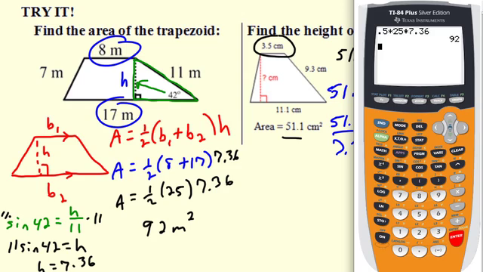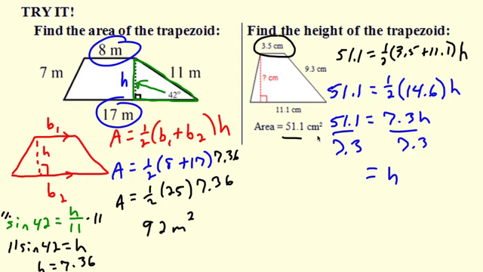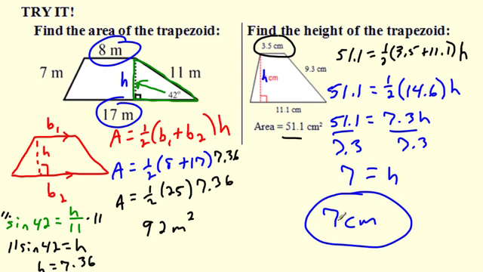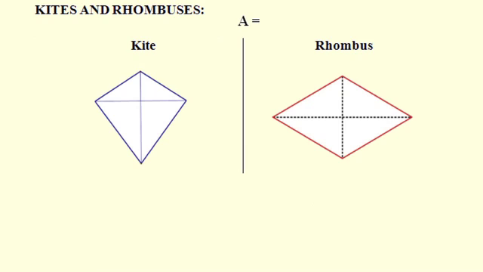Fantastic. So h is going to equal, let's finish this out, 51.1 divided by 7.3. And I get 7. So that one worked out friendly. And this is 7 centimeters is the height. So I actually went and found the height this time. So that may happen. Sometimes you're going to find the area. Sometimes I give you the area, and you've got to work backwards. So that's trapezoids. That's really it in a nutshell. If you can do those two problems, you'll be good on the mastery check for that.